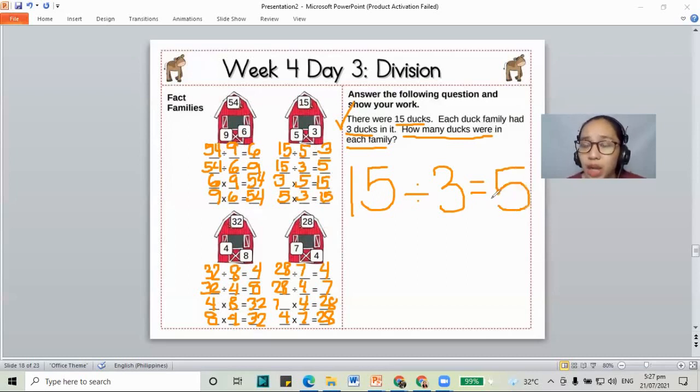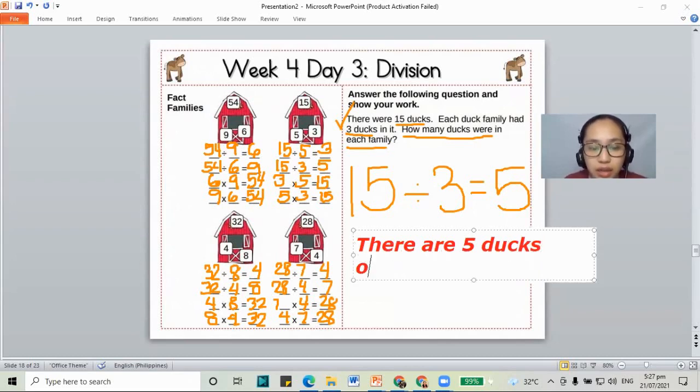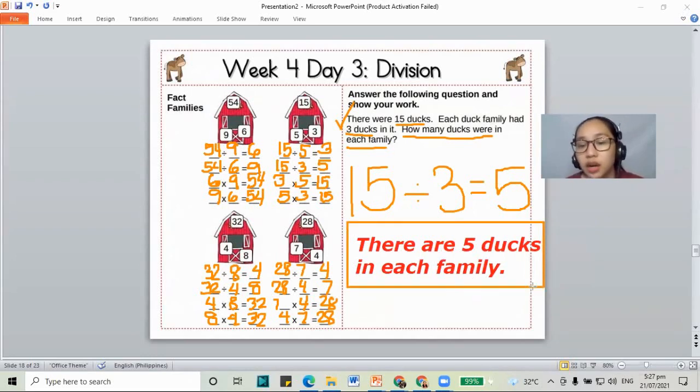Now, we have to label our answer. It's asking you how many ducks were in each family. We already know it's 5. We're looking for the number of ducks. Let's add our labels and also make it into a sentence. There are 5 ducks in each family. That's how you answer when there's a problem and you have to box your final answer. There are 5 ducks in each family.